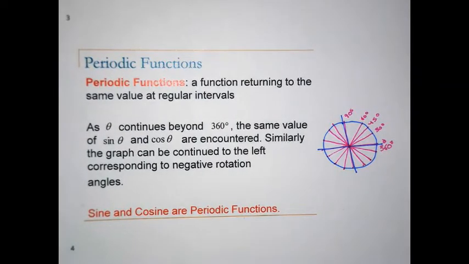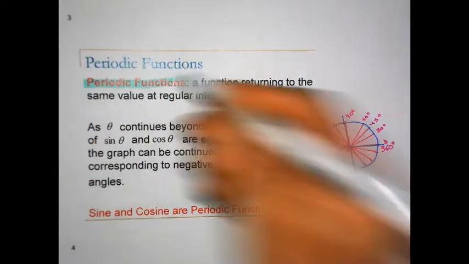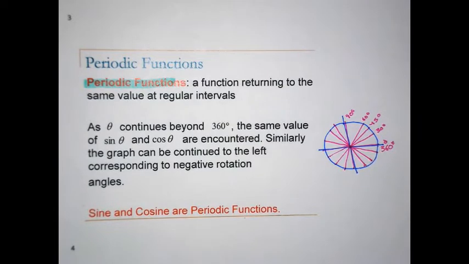That's why sine and cosine functions are called periodic functions, meaning that they return to the same value at regular intervals. As we go beyond 360, the same values will be encountered for our sine and cosine values, and the same thing happens if we have a negative rotation. So both sine and cosine functions are considered periodic functions.